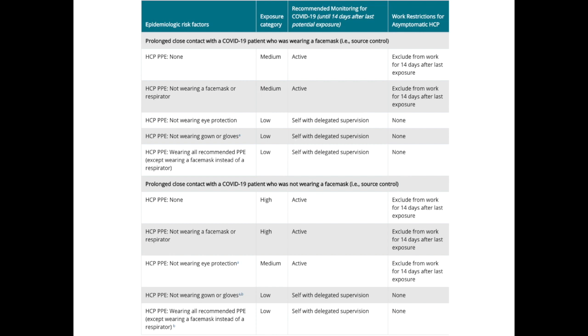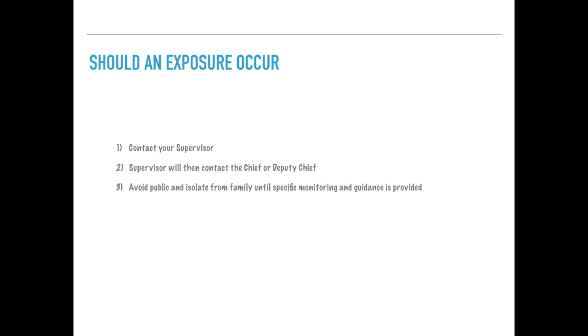Now, if this were to occur, you would contact your supervisor. The supervisor would then contact the chief or the deputy chief, and then we would go from there. But during the interim, after contacting the supervisor, it is of utmost importance that you avoid public contact and isolate yourself from your family until we determine what specific monitoring or guidance is needed. If you take care of a patient that potentially has the coronavirus, you will be a person under investigation. We need alerts sent to the chain of command, and we're going to review each case, including exposure, what PPE you had during contact, what kind of contact it was, was it highly infectious, were there significant volumes of secretions, or anything that spans a barrier. So please be sure to notify the proper chain of command when this happens.